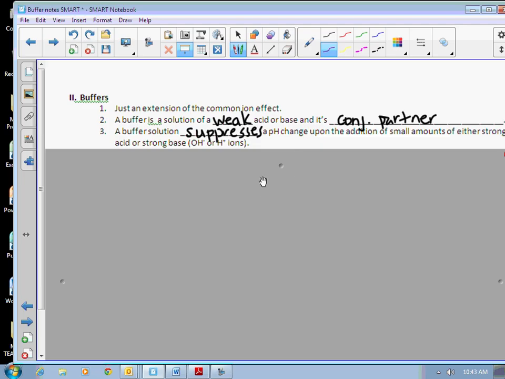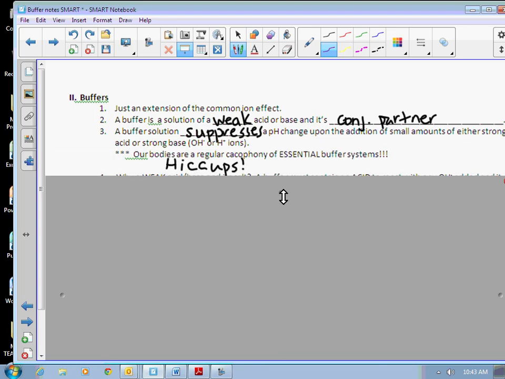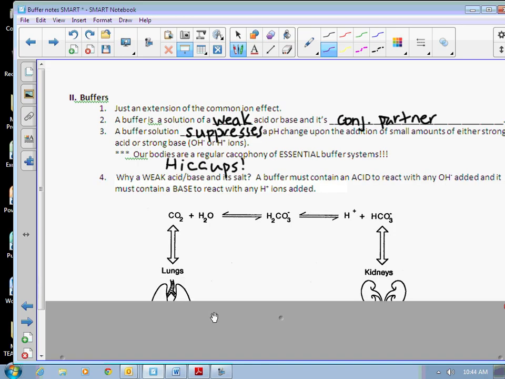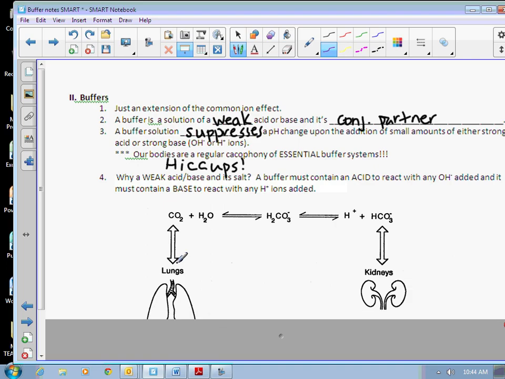All right, now you guys have heard of buffers. I bet many of you have heard of maybe buffered aspirin, okay? Since it doesn't cause big pH changes, it's better for your stomach. So buffered aspirin is better than regular aspirin for your stomach. And in your body, if you guys are taking anatomy and physiology, I guarantee you've talked about buffers with keeping the pH constant in your blood, okay? And there's some other applications too. I think hiccups is kind of a fun application. Just to give you guys an idea.